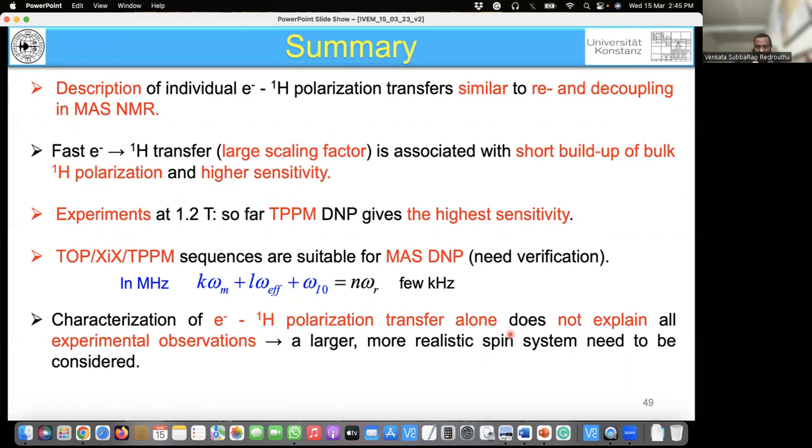And also the characterization of this electron and proton polarization transfer alone does not explain all the experimental observations, because we need to take a more realistic system to do the numerical simulations.